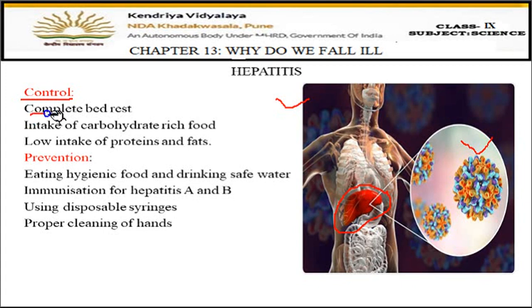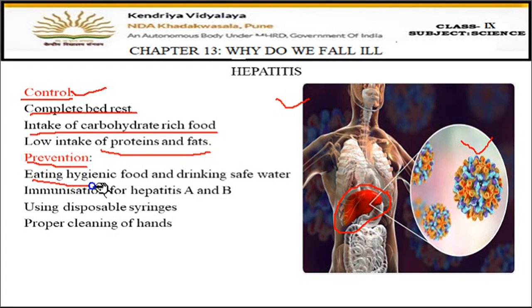Okay, so there should be complete bed rest given to the patient. Then intake of carbohydrate rich food, means the patient must take carbohydrate rich food. The food which is rich in carbohydrate should be given to the patient, and low intake of proteins and fats. Proteins and fats should be given in less amount to the patient. So, by using these tips, the disease can be controlled up to certain limits. Then, what is the prevention? How to prevent the disease? How can we protect ourselves from this disease?